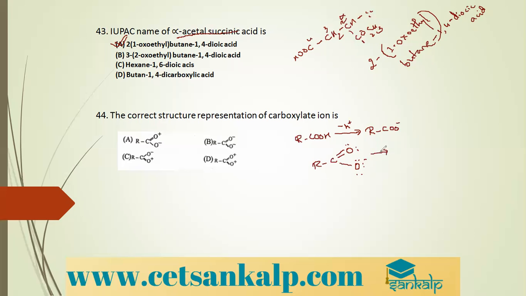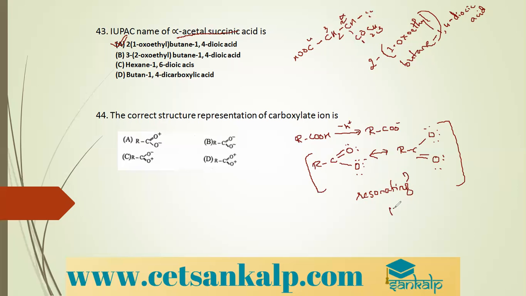So I can write a resonating structure. For this, the electrons get shifted here, these electrons get shifted here. So I may get R-C single bond O with 3 pairs on this oxygen atom now, and a double bond on this oxygen atom with only 2 pairs. So these two structures are the resonating or canonical structures.